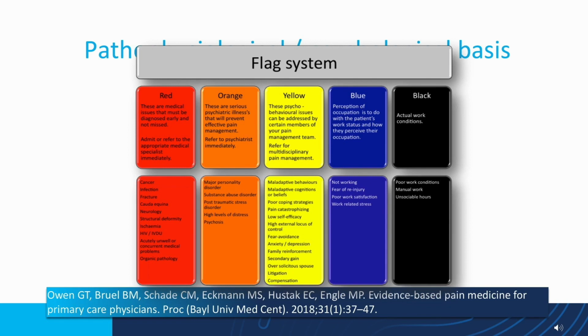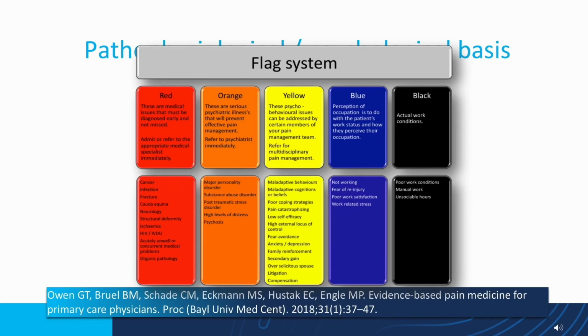This is the flag system. When you see somebody in pain, you've got to think about what the alarm bells are, if there are any. Are there any red flags that need urgent medical attention? Cancers, infections, fractures, neurology, cauda equina syndrome, if somebody's got backache. If somebody presents to you with backache, how do you know if it's important? How do you know if there's a red flag? If it's new, if it's severe, if it's associated with new neurological weakness, if there's changes to bladder and bowel function, these are red flags. They need urgent assessment attention.